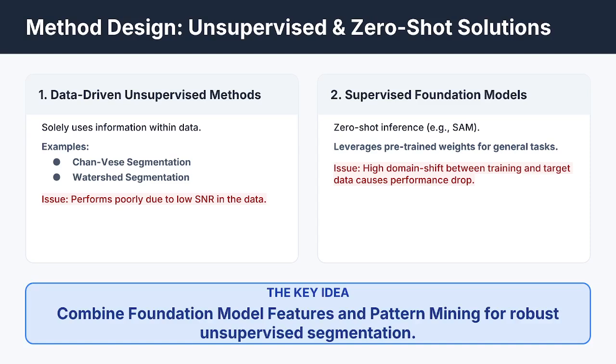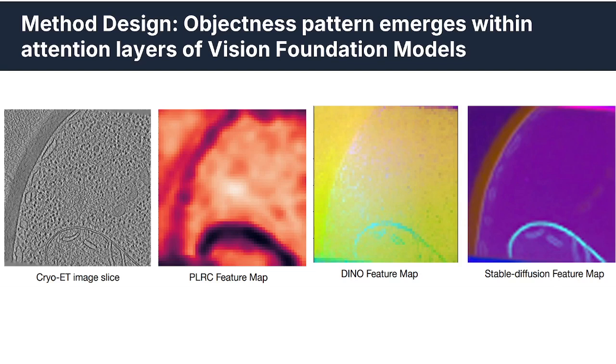We took advantage of the fact that objectness patterns emerge within attention layers of vision foundation models. For instance, here we can see objectness patterns highlighted in the final layer attention map of several vision foundation models, where the Stable Diffusion Foundation Model provided the most detailed and clear objectness pattern among others.